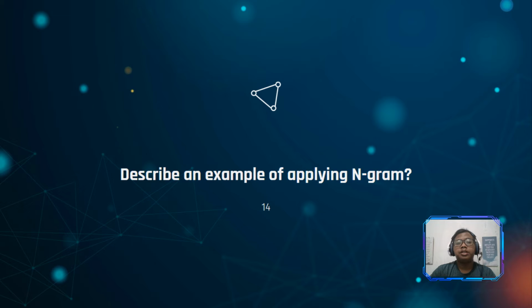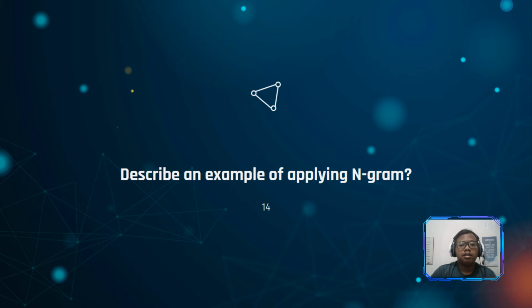The next question is, describe an example of applying n-gram. The example applications that use the n-gram method are as follows. The first is Gmail, or Google Mail. Gmail uses the n-gram method for auto-completion of sentences when you want to compose an email. The second example is Google, the search engine. Google uses the n-gram method for predicting the word that we will type for completing our sentence.